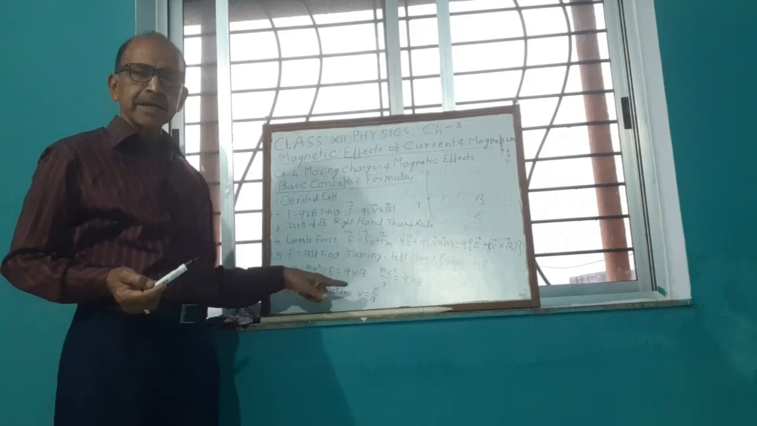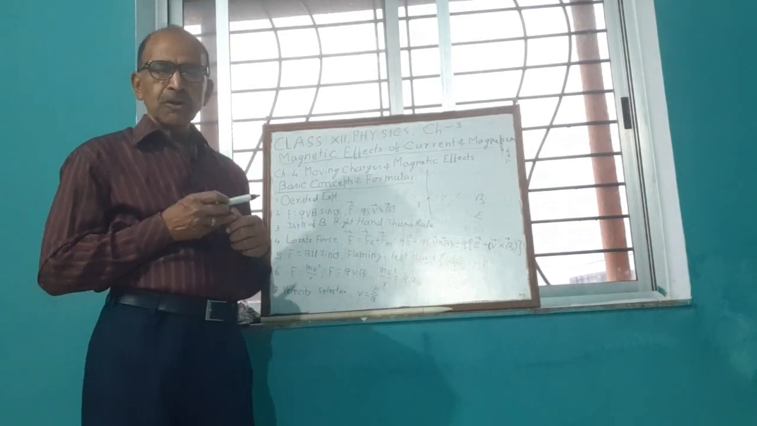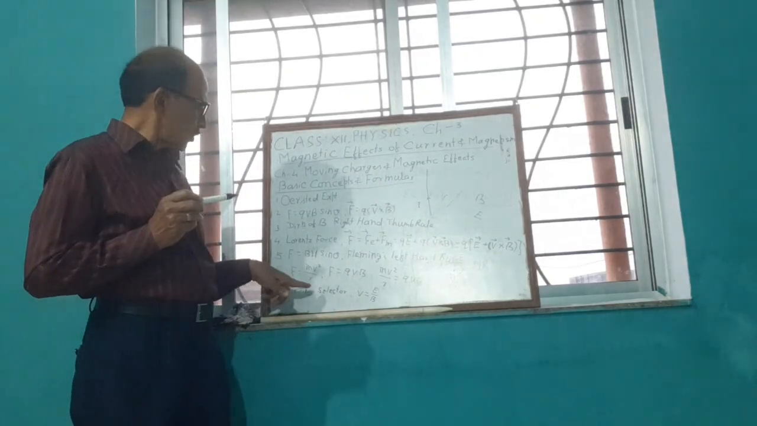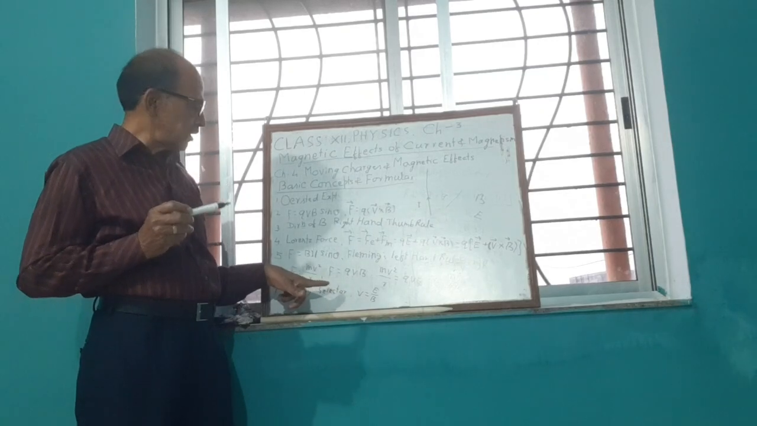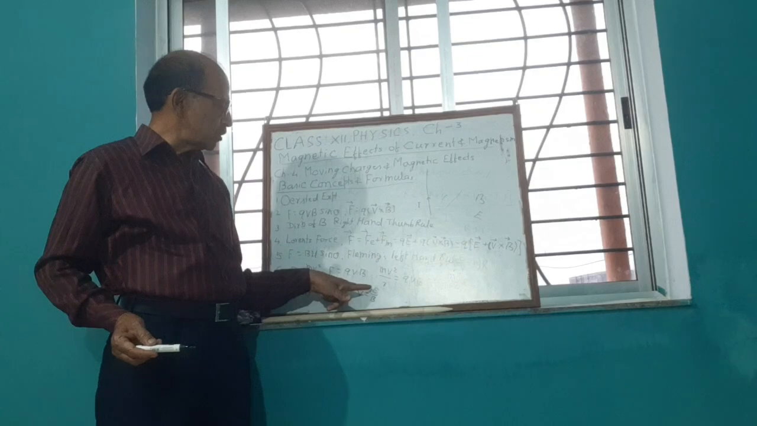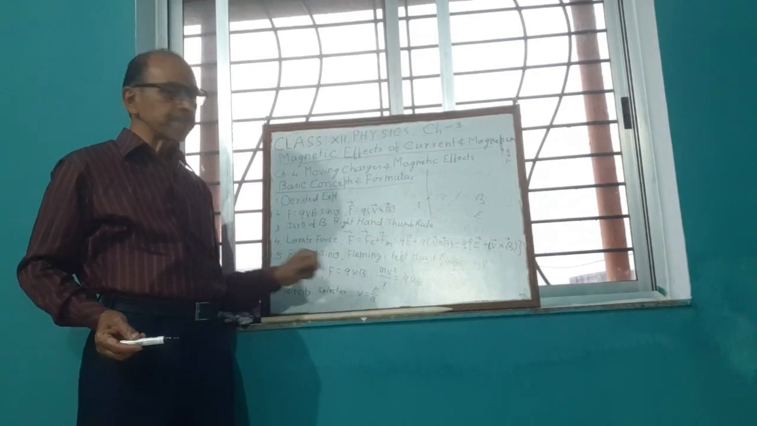And velocity selector. If a charge is moving in an electric field and also a magnetic field, its velocity is known as the velocity selector. Mathematically, the velocity selector may be defined as the ratio of electric field to magnetic field. V is equal to E by B.